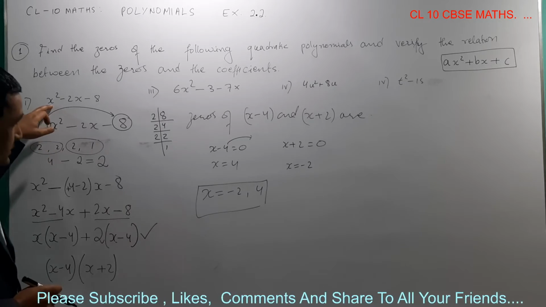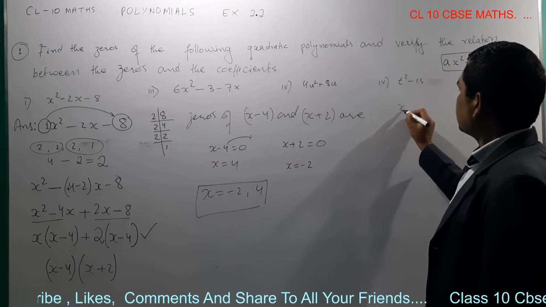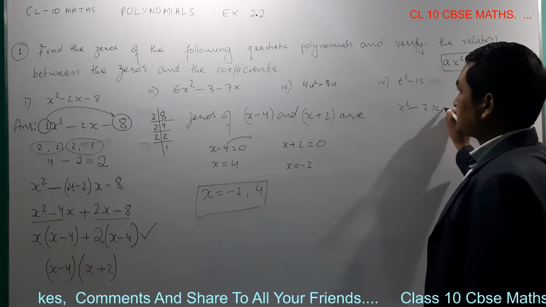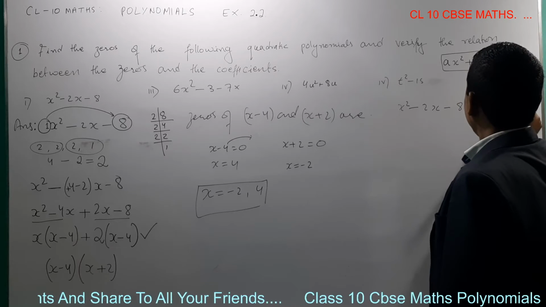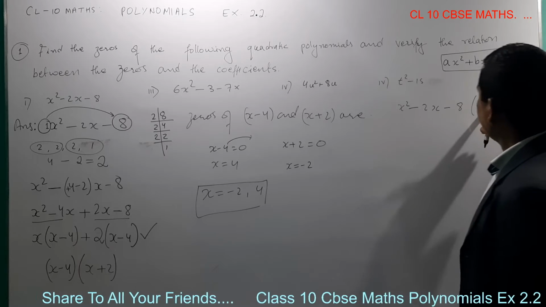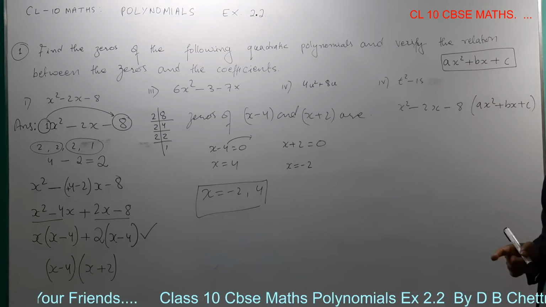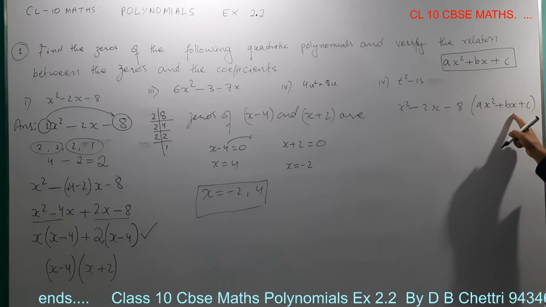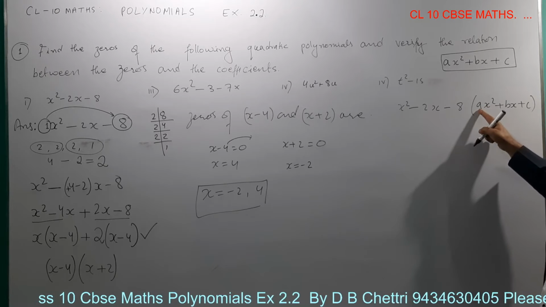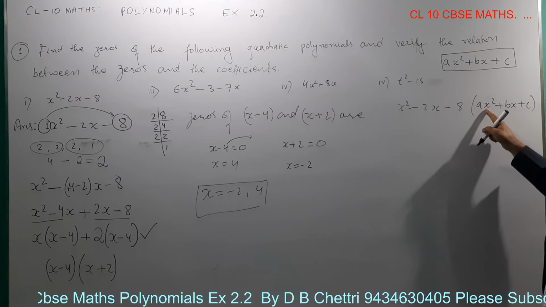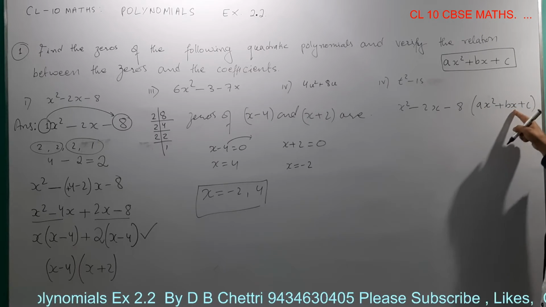To use the formula, I'm going to write the question once again here: x square minus 2x minus 8. Comparing with ax square plus bx plus c, try to find the values of a, b, c. This is the standard form of a quadratic polynomial. A means the number in front of x square, b is the coefficient of x, and c is the constant.